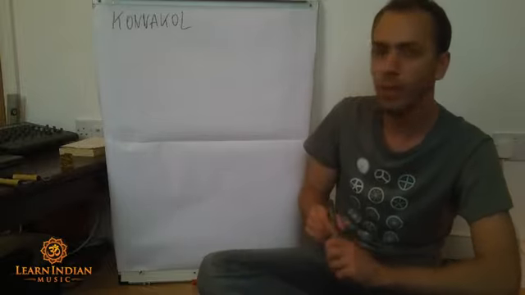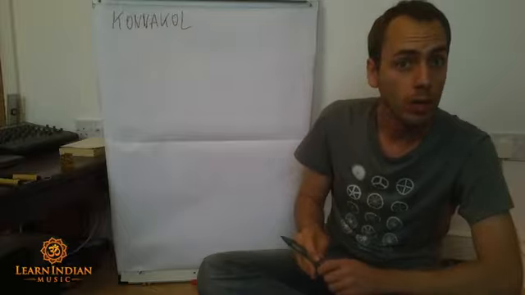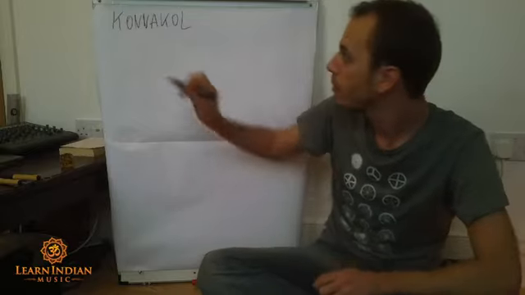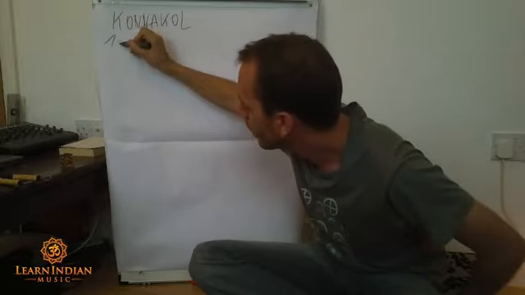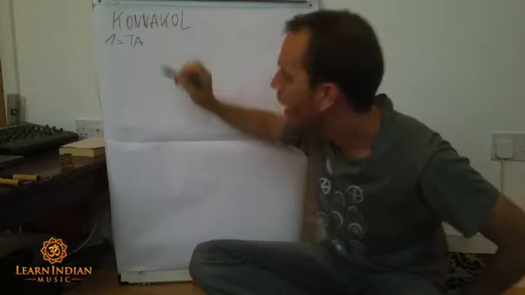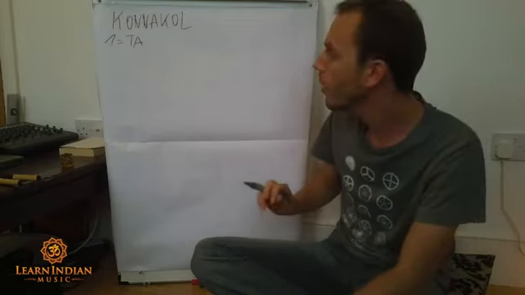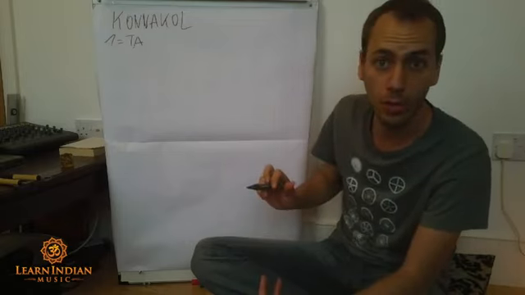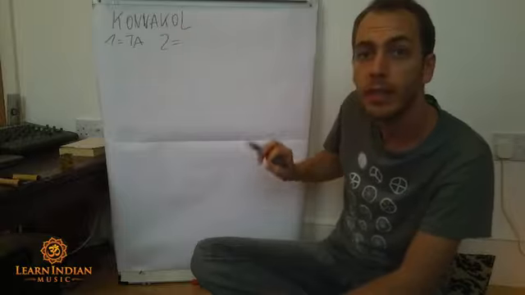So, to start from scratch, a group of one, which is just one beat, is expressed as ta, ta. If you have a group of two, it is taka.